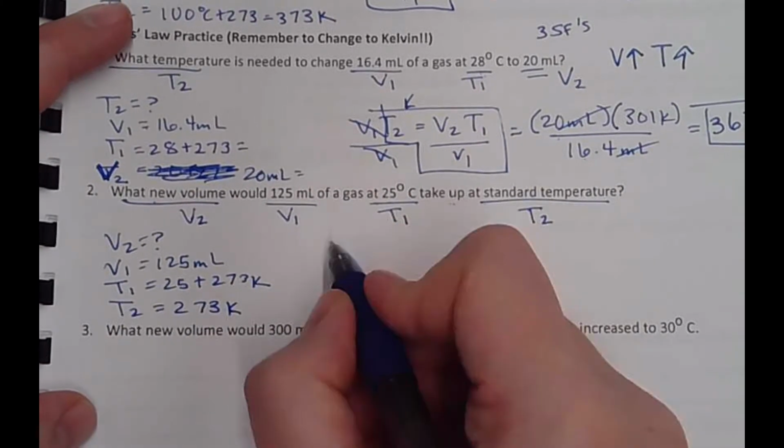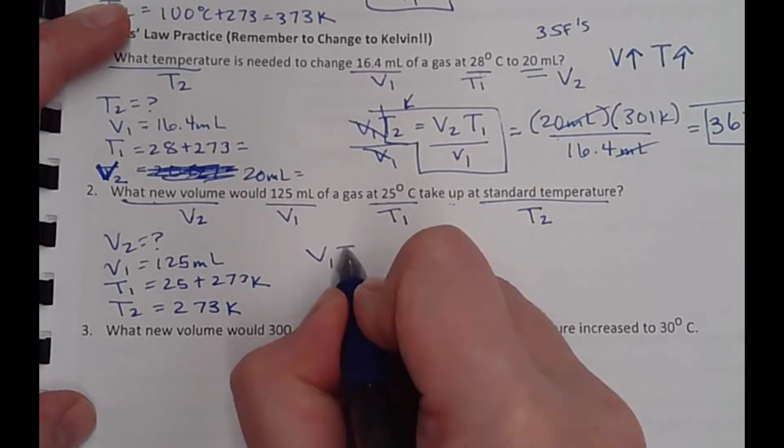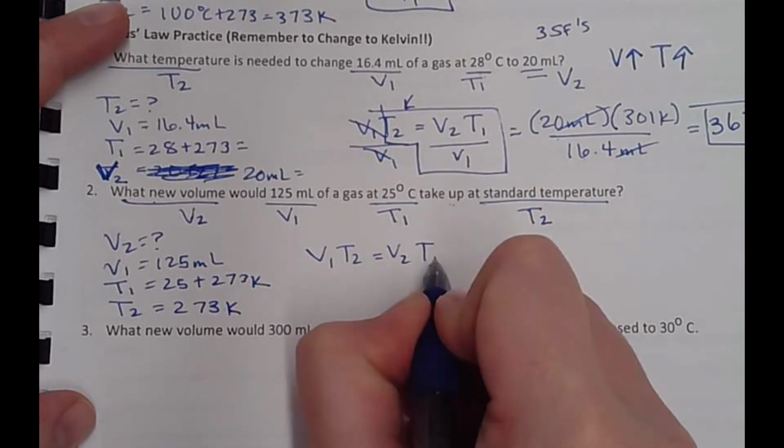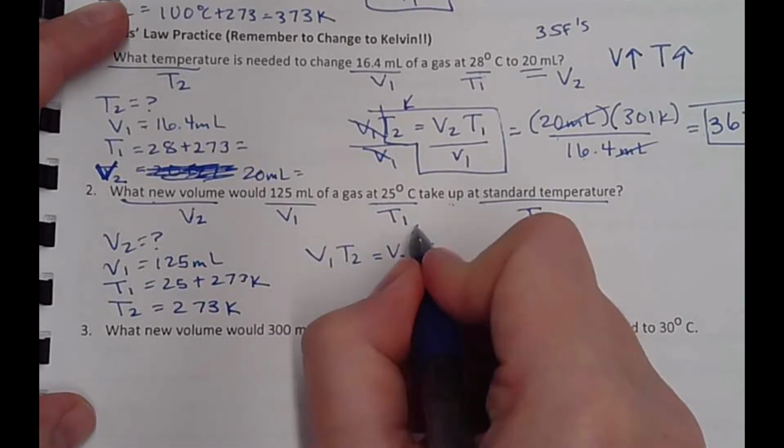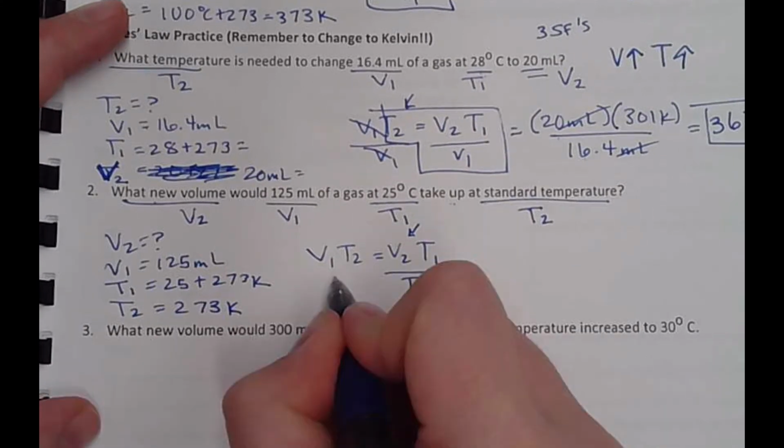So my initial equation of V1 T2 equals V2 times T1. I'm solving for volume 2, so I divide both sides by temperature 1.